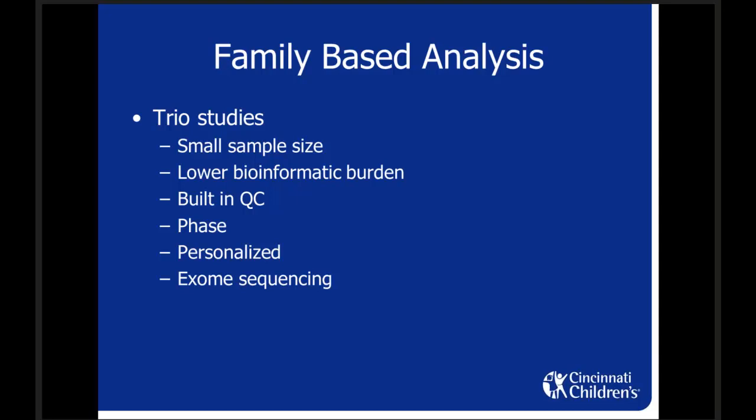Another advantage is that you have phase. When you look at the polymorphisms in the child, you can determine if that polymorphism came from the mother or father, and this can be beneficial in trying to understand the phenotype. It is a very personalized approach. Hopefully what you're going to be able to do is identify what's causing the disease in this particular child. And it's ideally suited for whole exome sequencing.